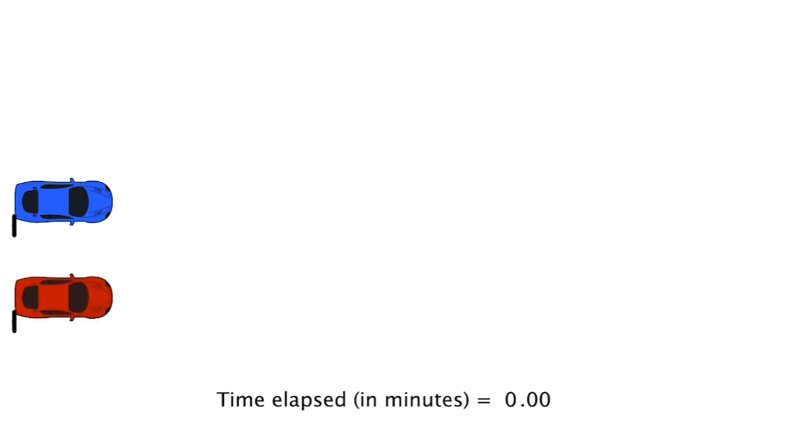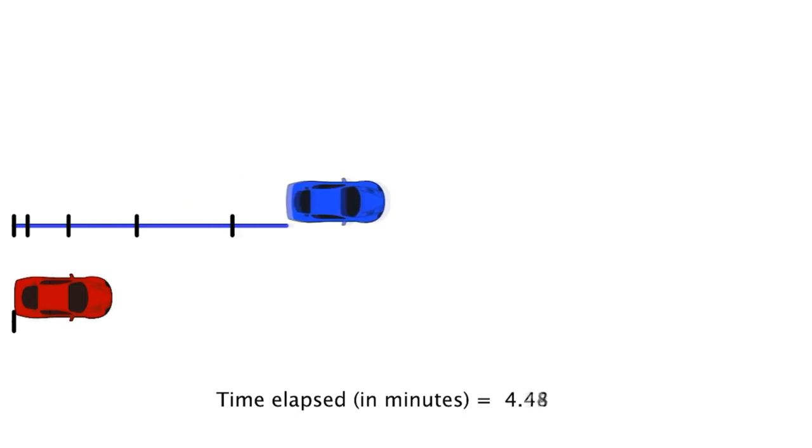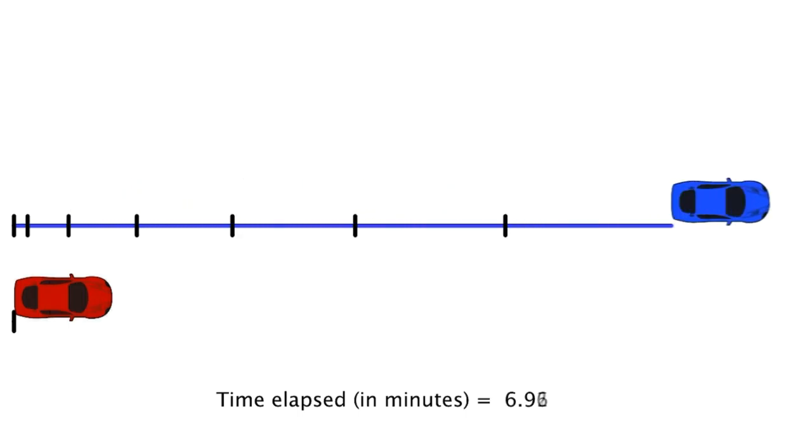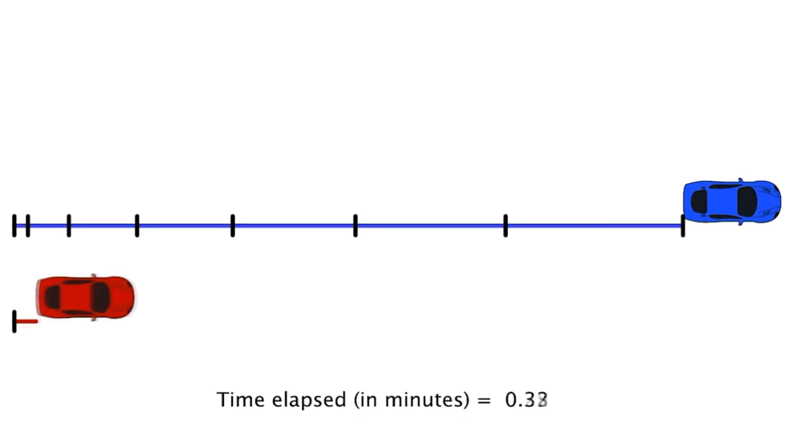To make it a little easier to compare the speeds of the two cars, I'll add vertical black lines at the beginning of each second. So the blue car's trip will look like this. And the red car's trip will look like this.